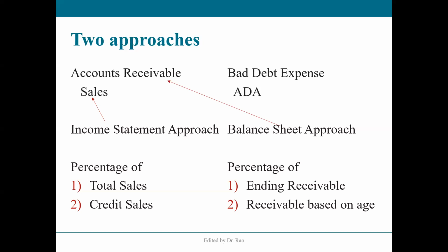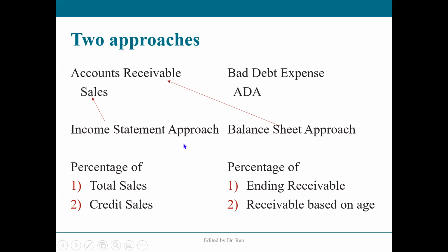So based on the age, I will assign a different percentage. The older the receivable, I'll assign a higher percentage that it's likely to go bad. And based on that, I come up with a calculation of the bad debt expense, what the number should be. So once again, you have the direct write-off method and the allowance method. The allowance method is the one that we should use. It's up to the company, the management, to decide whether they want to use the income statement approach or the balance sheet approach.